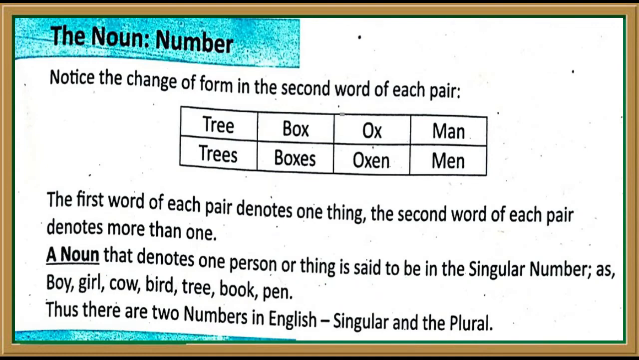Now we will talk about number. If we categorize noun as per number, we have two categories. The first one is countable, the second one is uncountable. A word or noun that denotes one person or thing is singular. But a noun that denotes more than one person or thing is plural. For example, tree denotes one thing, while trees is more than one.